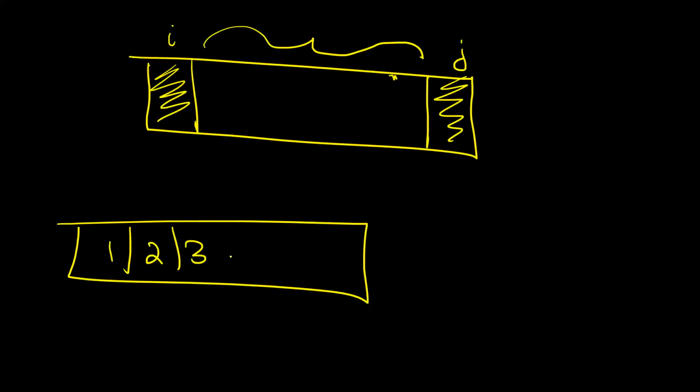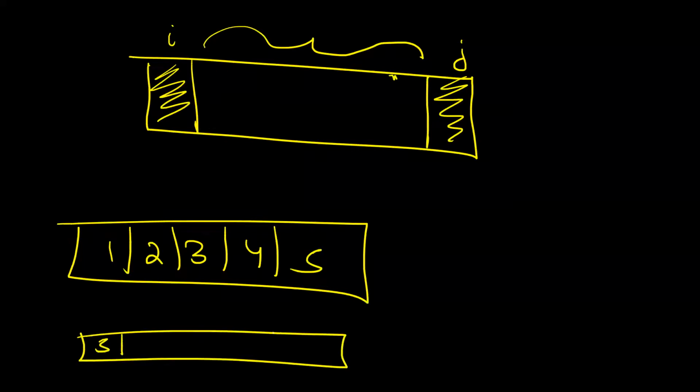If you have 1, 2, 3, 4, 5, I say, boss, swap 1 and 5. 5 comes here, 1 goes here. And then I say, can you now please reverse this part of the array, 2, 3, 4? So when you reverse this part to 4, 3, 2, the entire big array gets reversed, right? Is it making sense? The breaking up into subproblems.